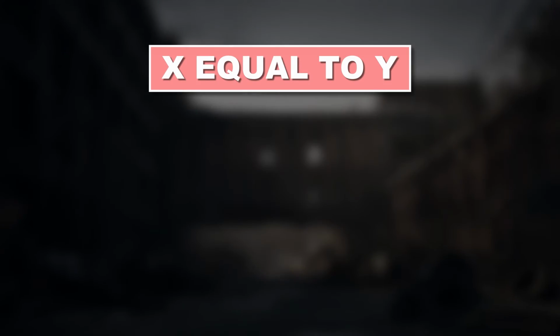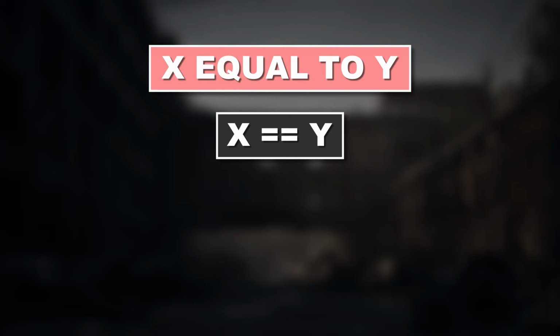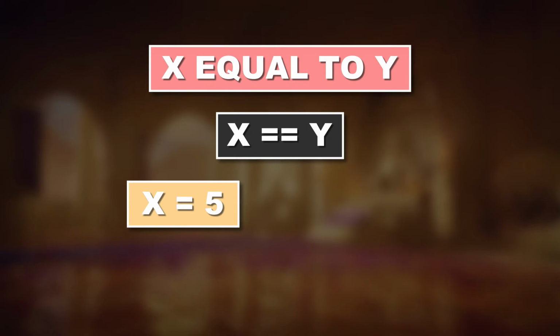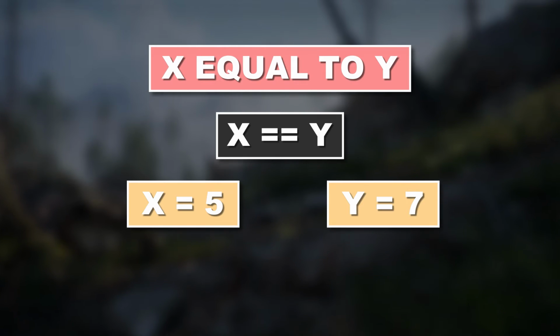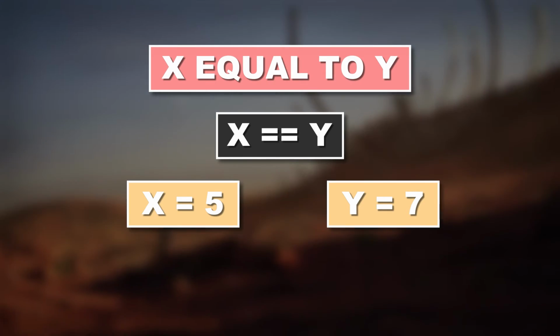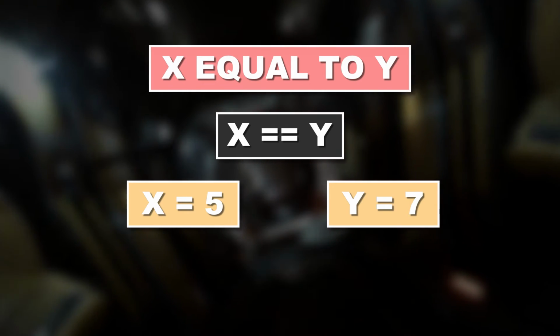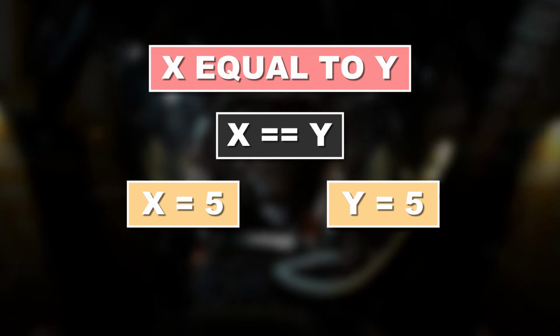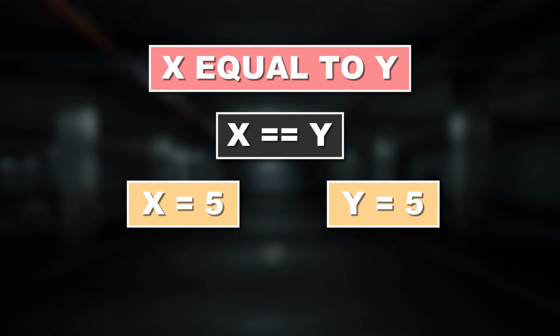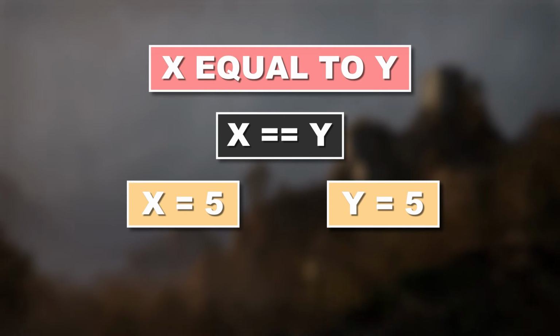Next, we have the comparison operators. With them, you can compare two values to each other and evaluate if the given condition is true or false. So, if we want to ask if X is equal to Y, we can write it like this. Let's assume we have X equals 5 and Y equals 7. In that case, we can see that Y is not equal to X and therefore this comparison would return false. However, if we change Y to 5, then we can see that X is equal to Y, which leads to the condition to be true.